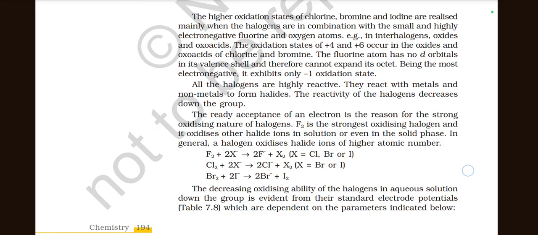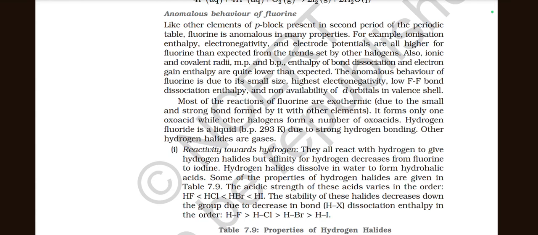The decreasing oxidizing ability of the halogens in aqueous solution down the group is evident from their standard electrode potentials, which are dependent on the parameters. Anomalous behavior of fluorine. Like other elements of the p block present in the second period of the periodic table, fluorine is anomalous in many properties.